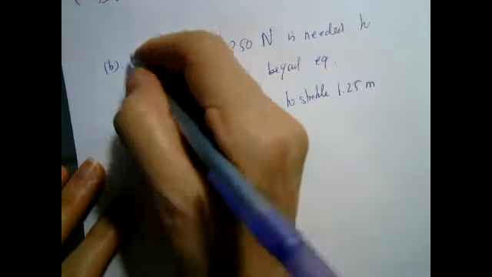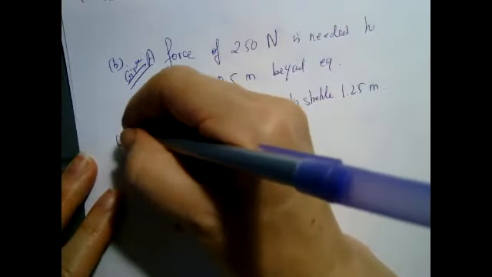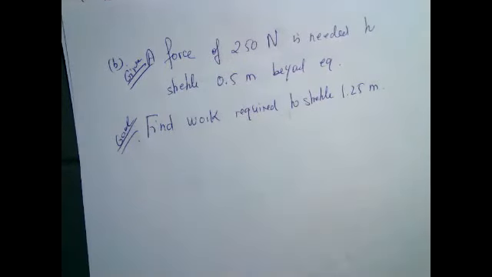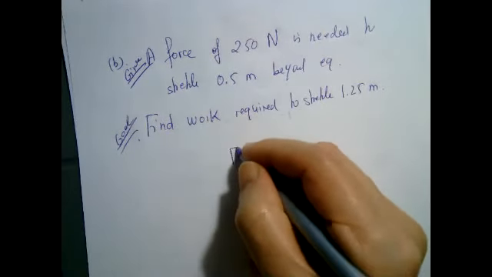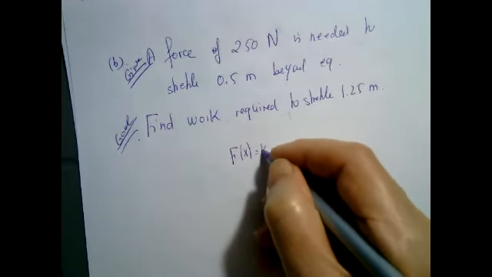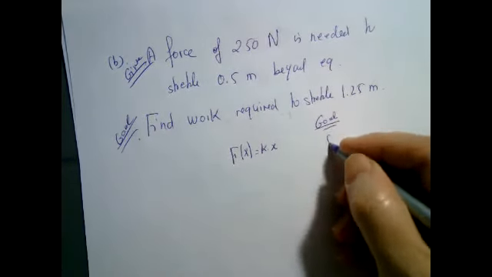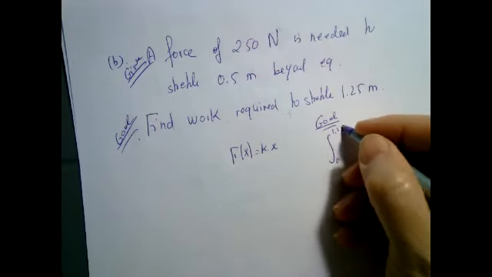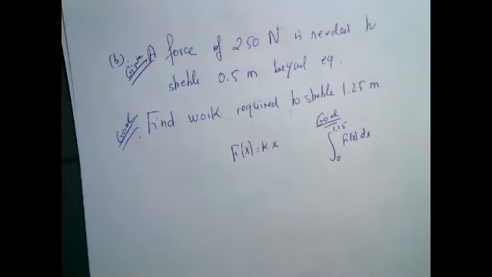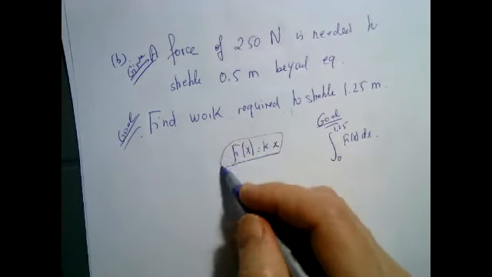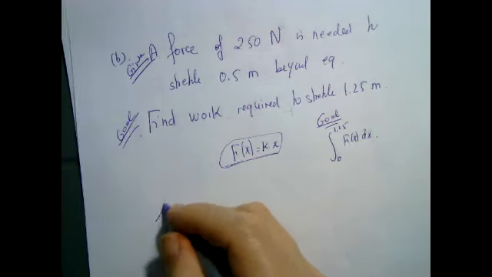So that's what's given to us, and that's my goal. To find the work, I need a formula for the force. That's pure and simple. So we're going to write f of x equals k times x to be the force. And what we need, so that's my goal, is to find the integral from 0 to 1.25 of f of x dx. But they did not give us the formula. I know that's the form of it, but I need to find the k.